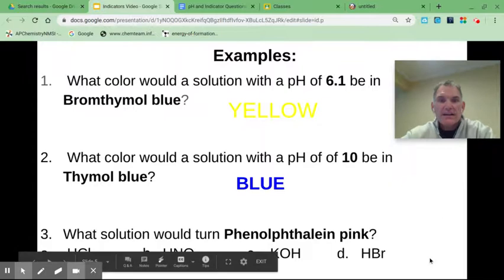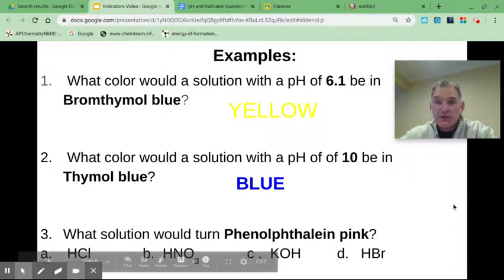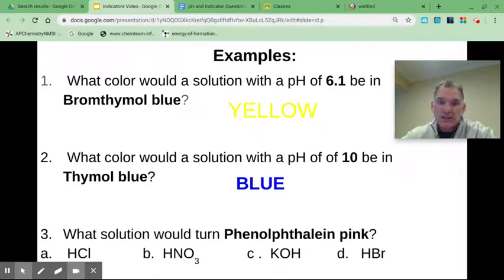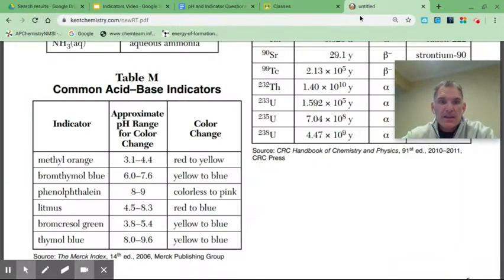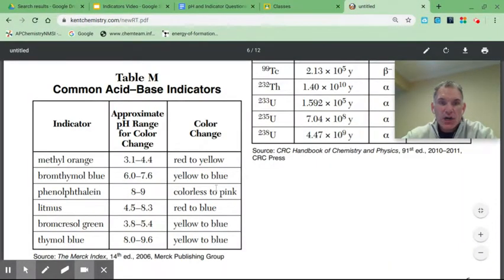Okay. When it comes to the color change indicator questions, they're pretty easy. Other questions, though, do involve a little bit more work. Take a look at number 3. What solution would turn phenolphthalein pink? So notice there's no number there. It just says phenolphthalein pink. So if I go to table M, phenolphthalein can only be pink when it's 9 or above.